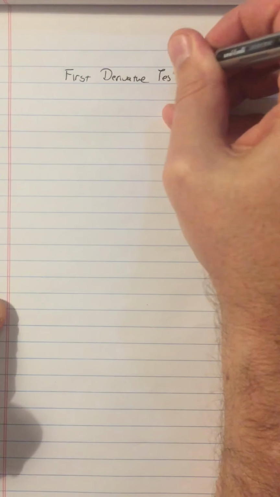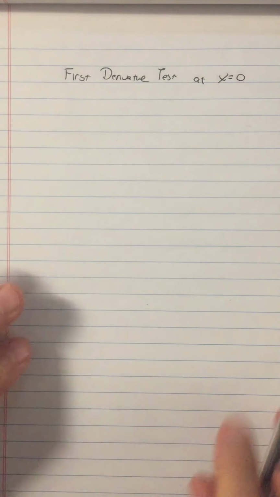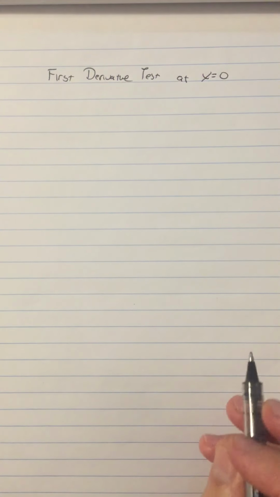So that is what we call the first derivative test. And let's be really clear and say at x equals 0, because that's our critical point. You can abbreviate FDT if you want. So here's what you do.